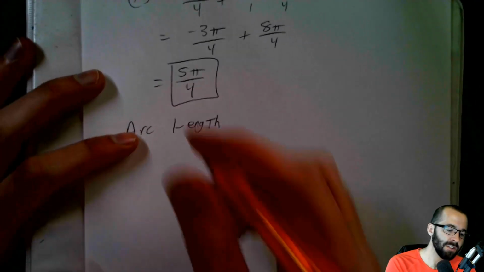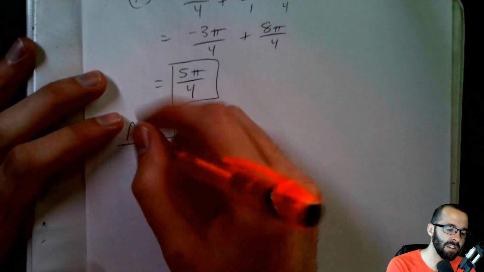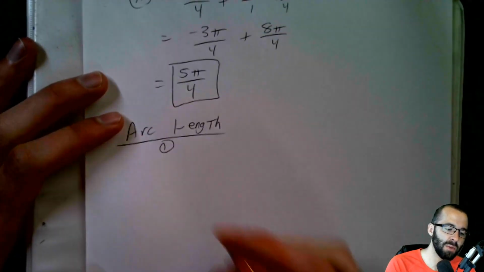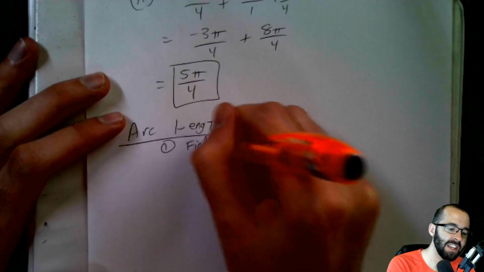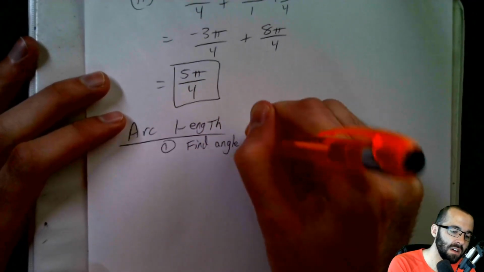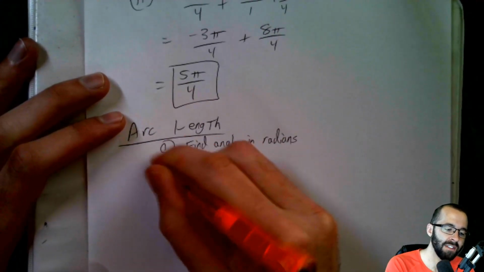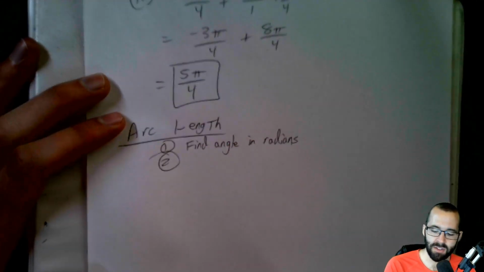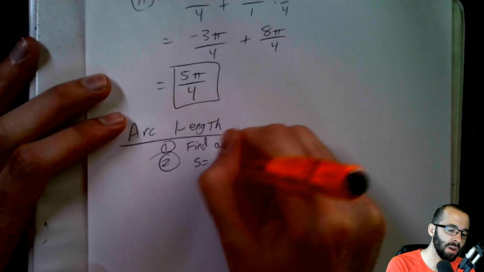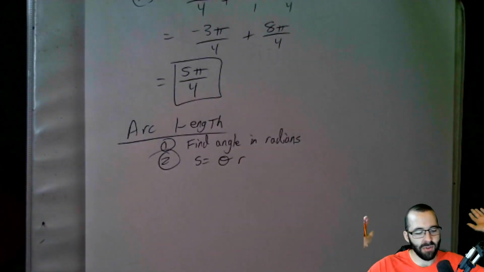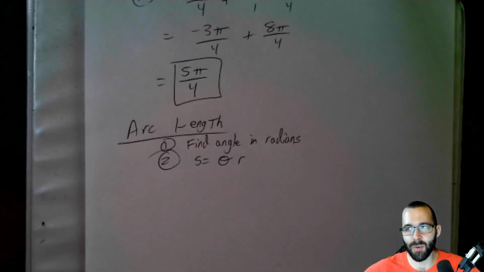So here we go. So if you want to find arc length, there's 2 steps. Step 1, find the angle in radians. And step 2 is going to be, you can use the formula. I hate this formula, but people love formulas, so I'll write it down. You can have it if you want.